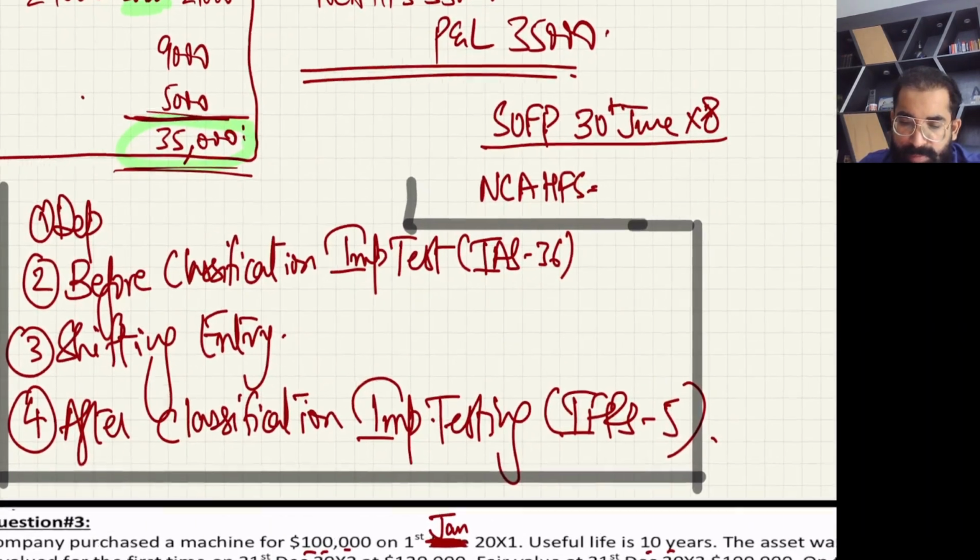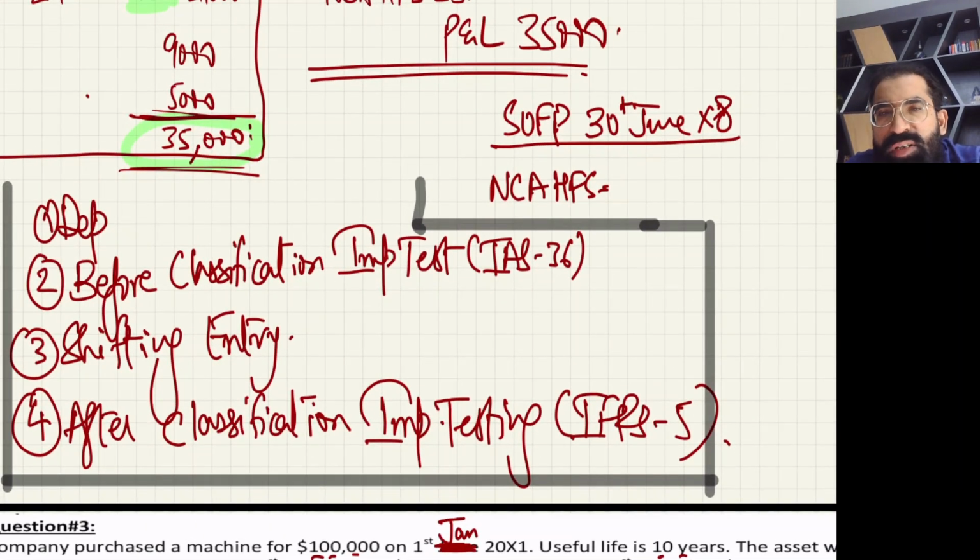Now, just for your ease, I have written certain steps. Whenever you find a cost model in IFRS 5 and you need to do held for sale accounting, there are a few steps. First of all, calculate depreciation till the date of held for sale. Then you need to do before-classification impairment testing of IAS 36. Then you have to make the shifting entry, and then after-classification impairment testing, which is done according to IFRS 5 and says to record the asset at the lower of carrying value and fair value less cost to sell. Okay, I hope you got the message.